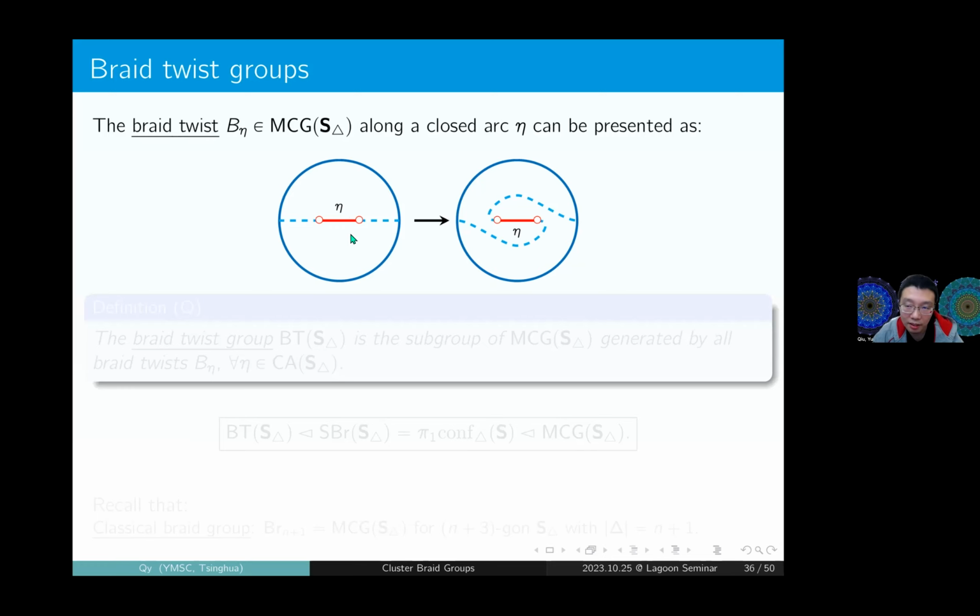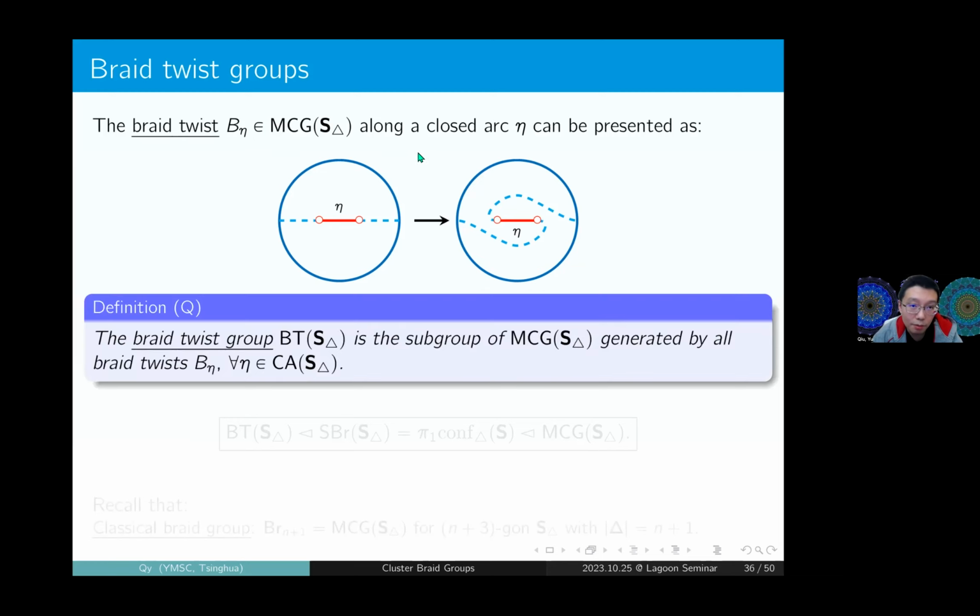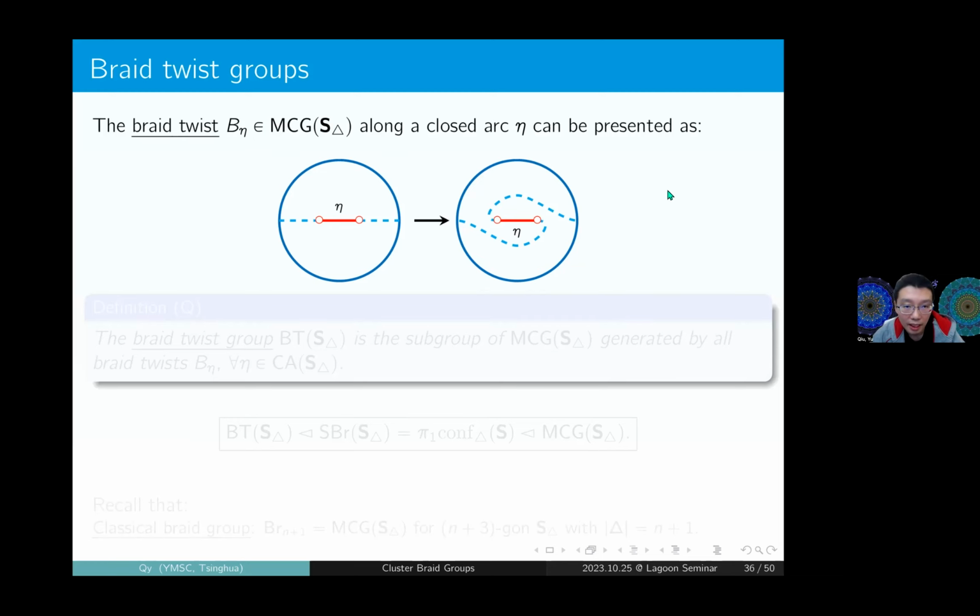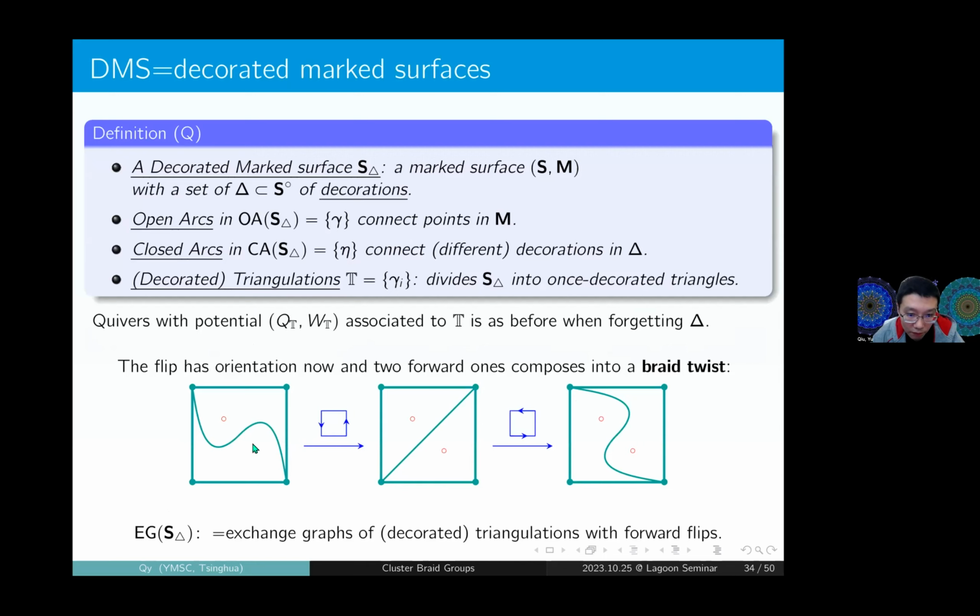And I mentioned that for each disk, if you know where its boundary goes, the rest is determined up to isotopy. So this is a braid twist, which is actually a generator of the mapping class group of the surface. The composition of flips corresponds to a braid twist. And now you can still consider the exchange graph of decorated triangulations.